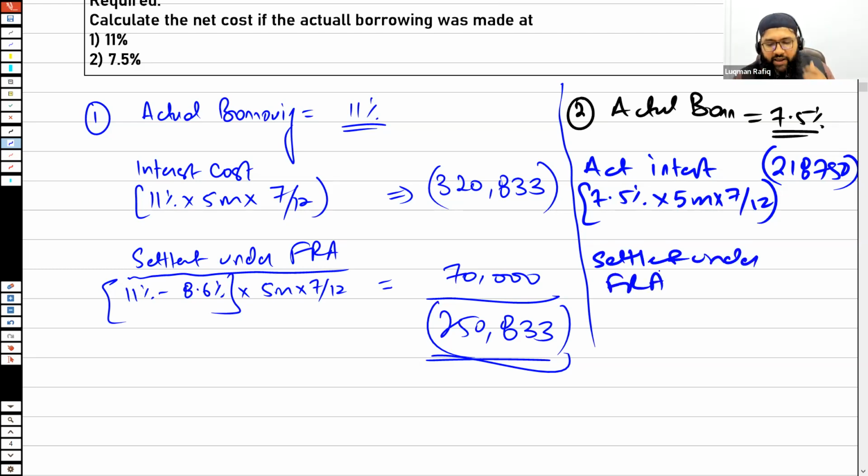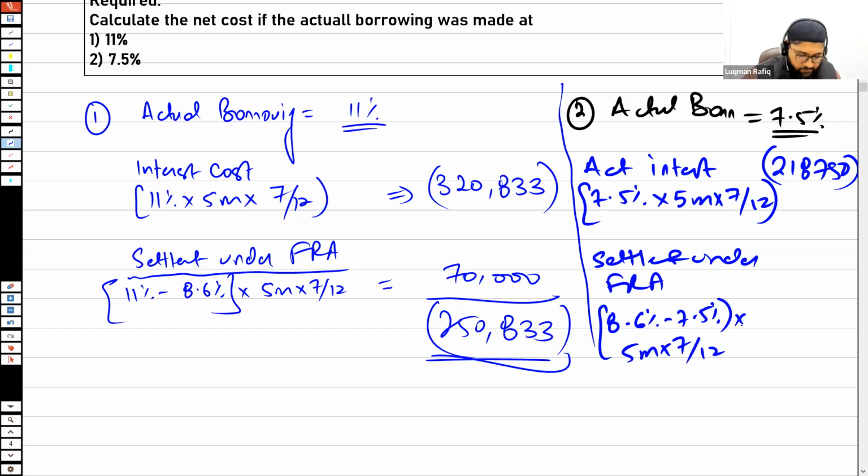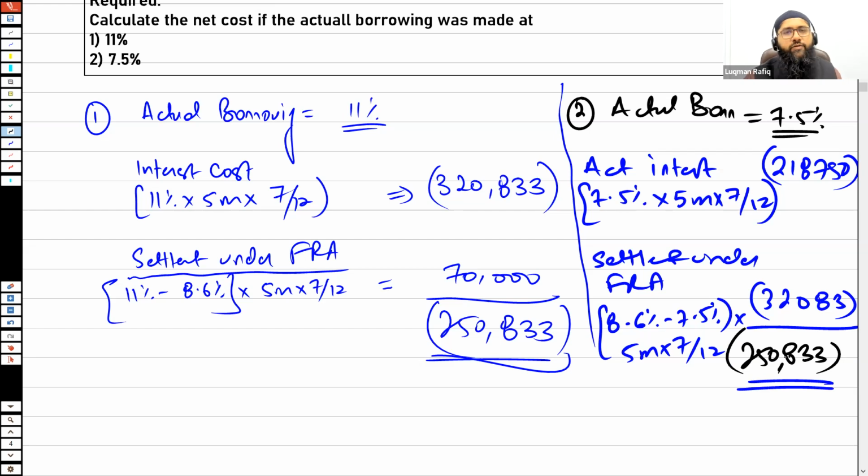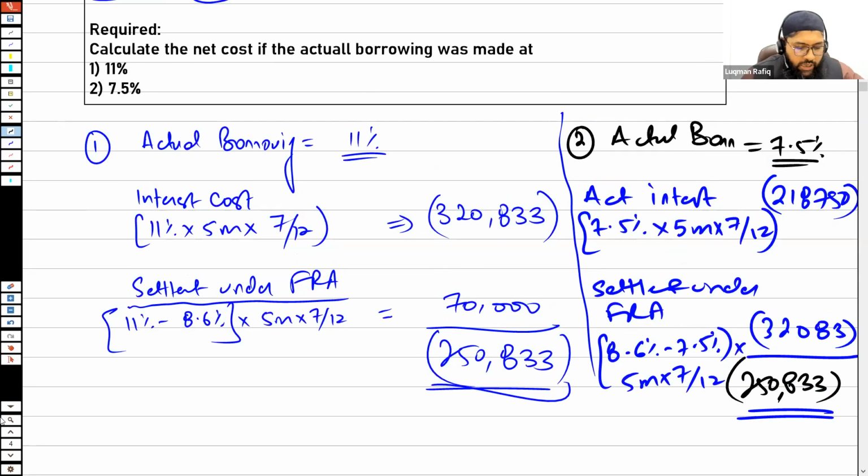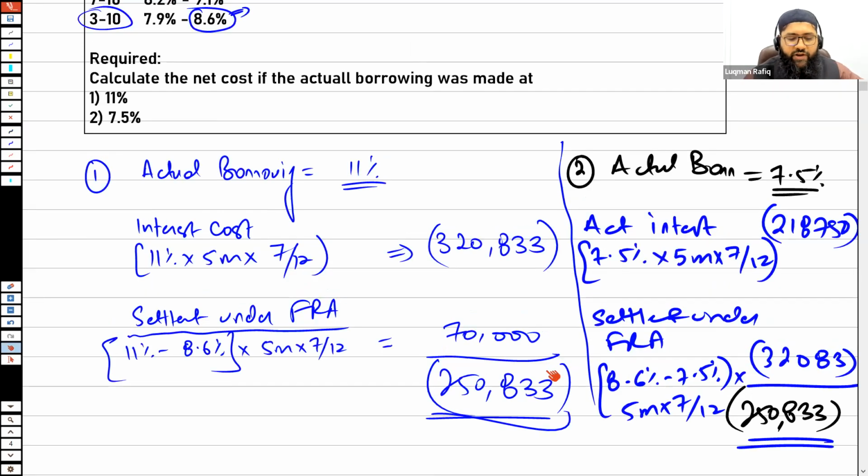Then there is this settlement under FRA, which is 8.6% minus 7.5% multiplied by 5 million multiplied by 7 upon 12. Which is actually going to be 32,083. Resultingly, what happens is you'll have 250,833. That's the cost. So no matter at what rate you are going to borrow, you would ultimately be standing at this cost of 250,833.